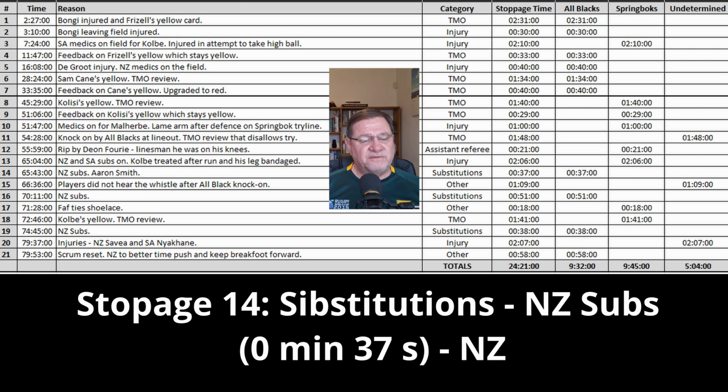In the 65th minute and 43 seconds, there was a New Zealand substitution. Aaron Smith left the field. The total stoppage time was 37 seconds, and the category is substitutions, and I allocated a total stoppage time of 37 seconds to the All Blacks, given that it was their subs that were coming onto the field.